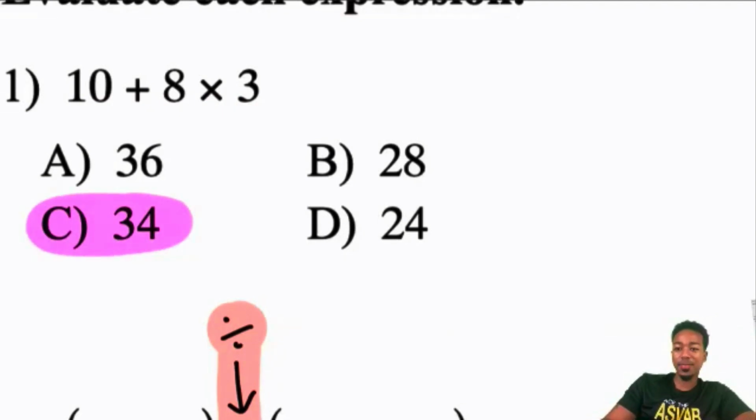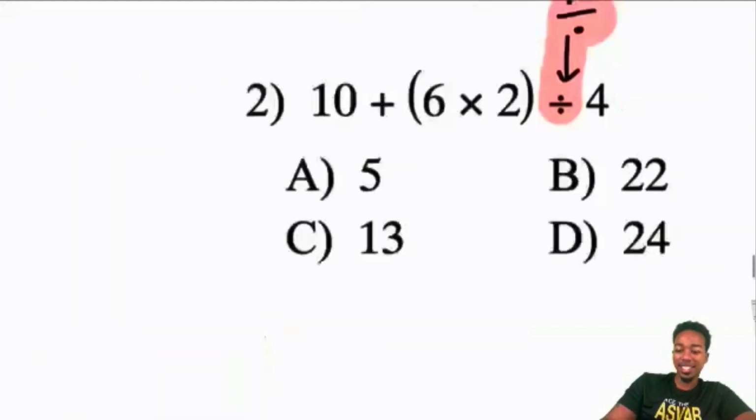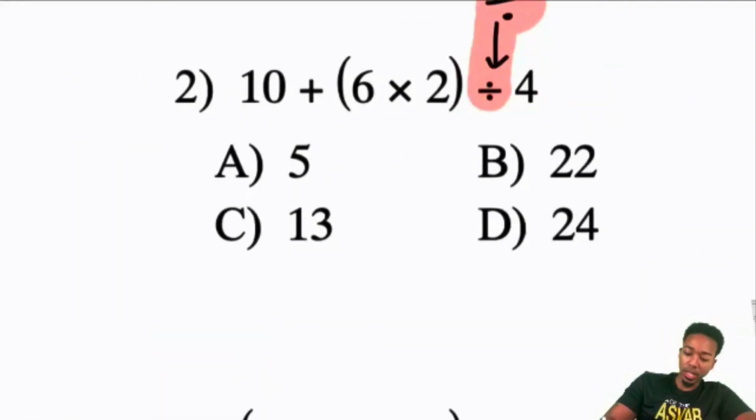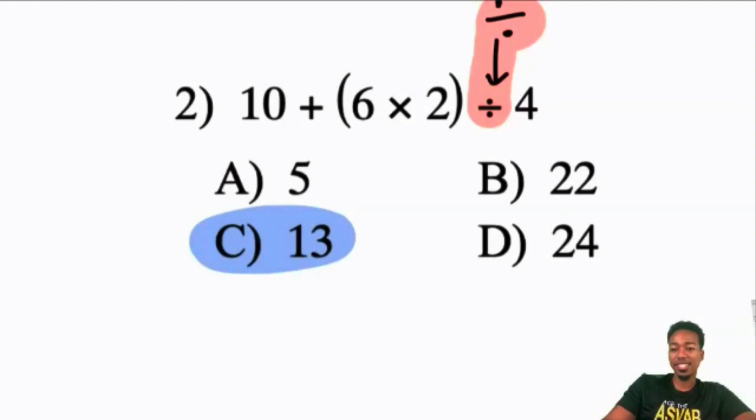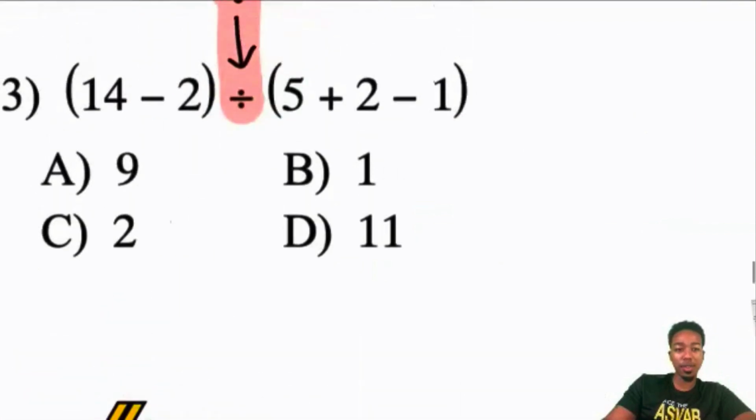Then from there, let's keep it going. Number 2. So we're taking a look here. We've got the parentheses that we'll take care of. Then we divide, because that's addition. So take care of parentheses, then divide, and then add the 10. So with that said, we have 6 times 2 is 12. 12 divided by 4 is 3. 3 plus 10 is 13. Boom. There it is.